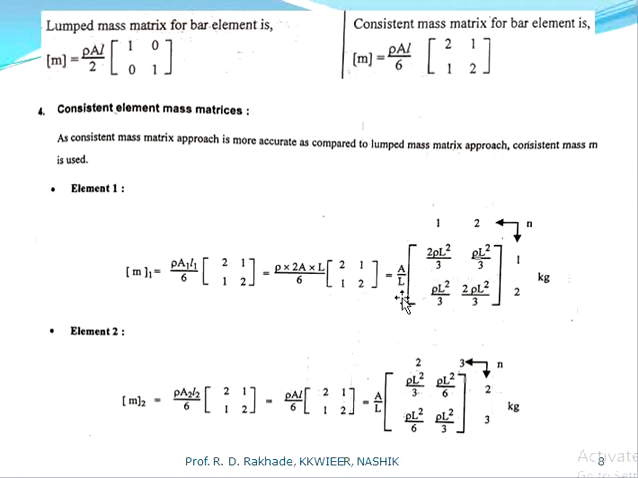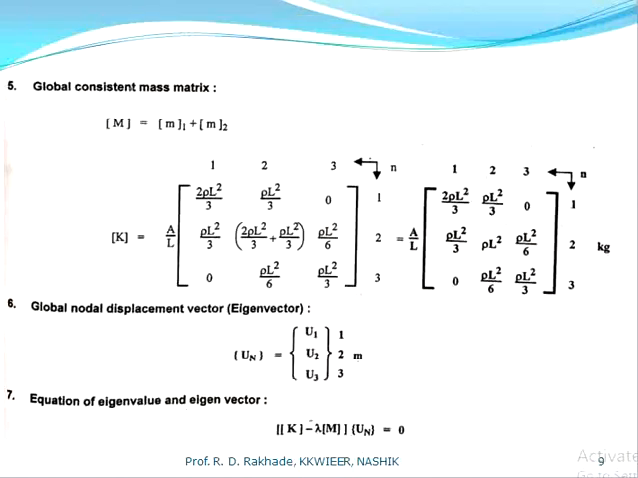There is no E value in the mass matrix. So we just take common A, L, and the rest of the terms as they are in the matrix for element 1 and element 2. This is node 1 2, 1 2 for element 1, and node 2 3, 2 3 for element 2. Similarly as with the stiffness matrix.